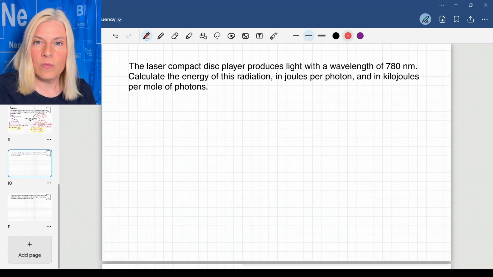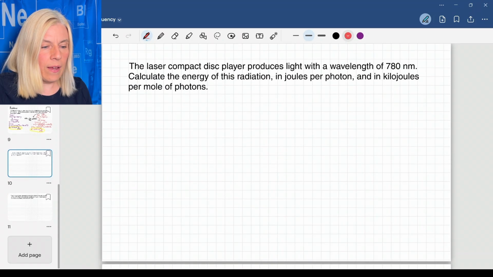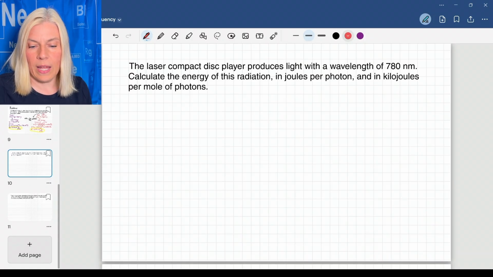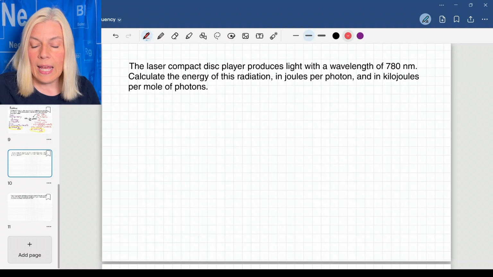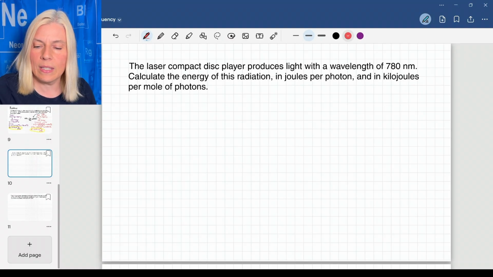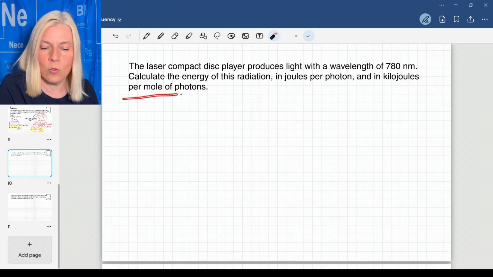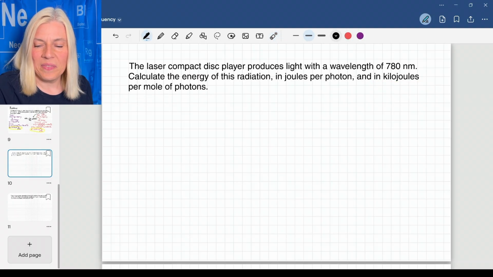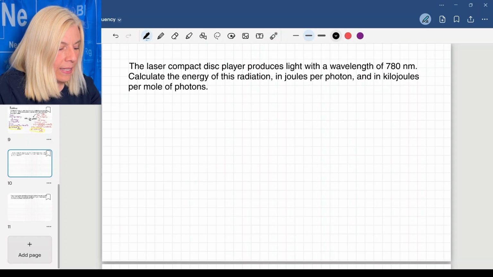Let's do a few more. So here we have laser compact disc player produces light with a wavelength of 780 nanometers. I would like to calculate energy in joules per photon and then in kilojoules per mole of photon. So here's something a tiny bit different, but similar. But I think what you can see what's different is I would like to know in kilojoules per mole of photons. So are we ready? Okay, so same idea as before.